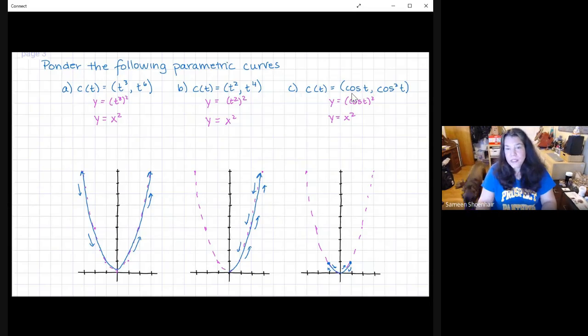So the point of this was to get a better feel for what parametric curves are, but also that parametric curves, when you eliminate the parameter, can look the same, but they actually do describe very different paths depending on what the actual equations were. Okay, so any questions about that?